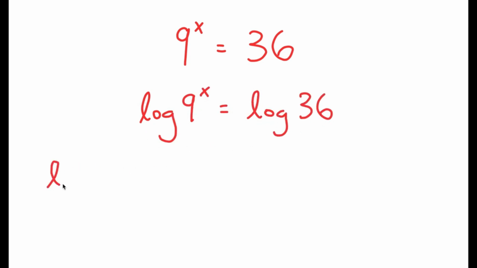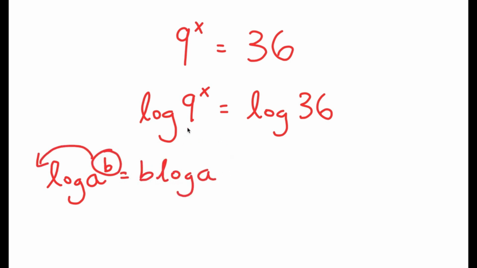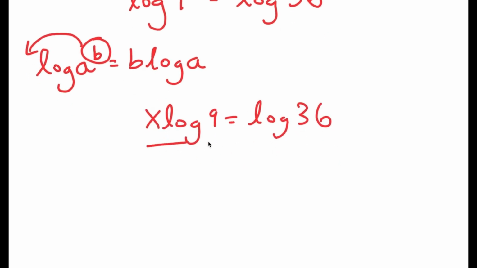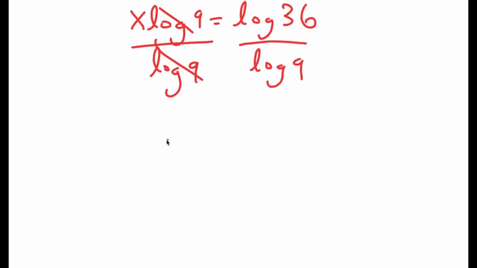Now, if I have something in the form log a to the power of b, I can move this exponent b to the front, so this turns into b times log a. In this case, I have log 9 to the power of x, and I can move x to the front, so I get x times log 9 is equal to log 36. And from here, I can divide both sides by log 9. So these two cancel out, and I get x is equal to log 36 over log 9.